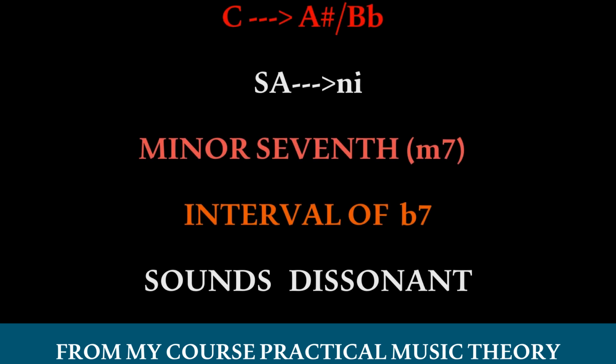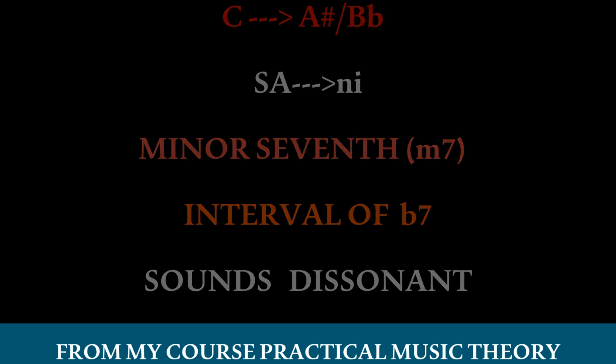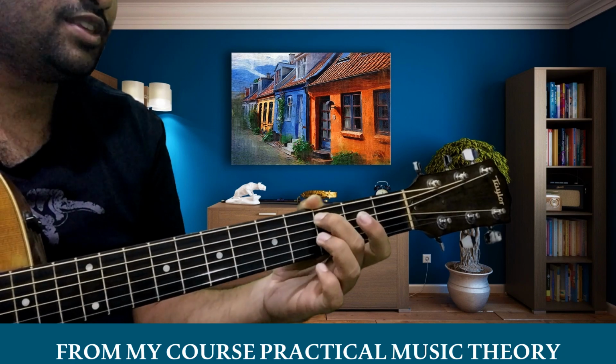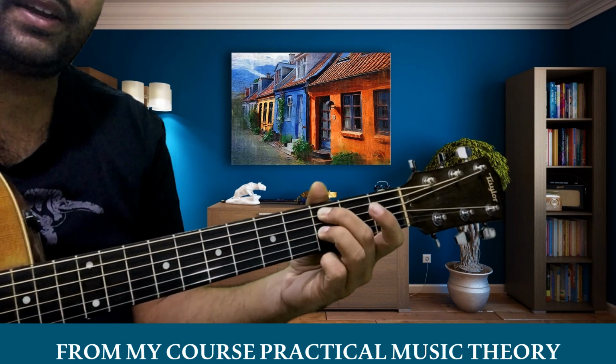Now coming to the last minor interval, you know that the C to the B is known as the major 7th. So the C to the B flat or the A sharp note will be called the minor 7th interval. This is Sa to the Komal Ni, and it's also called an interval of flat 7, and it sounds dissonant. The minor 7th is between the C and the B flat.